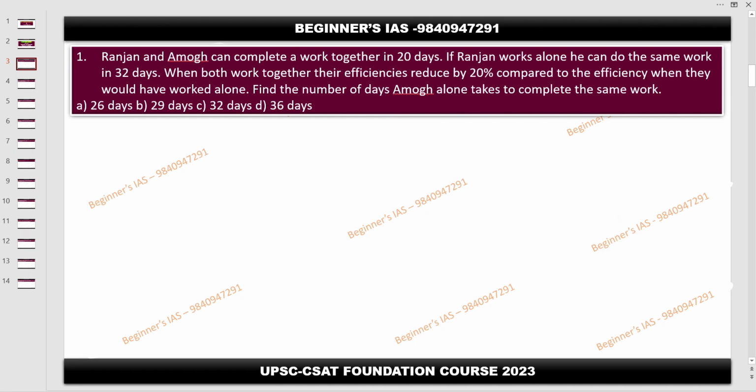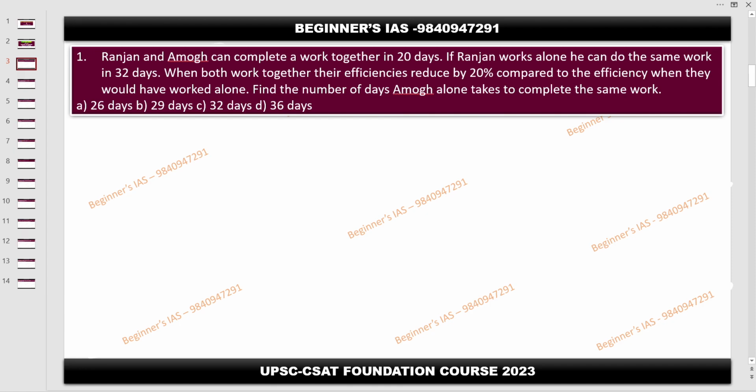Ranjan and Amog can complete the work together in 20 days. If Ranjan works alone, he can do the work in 32 days. When both work together, their efficiency is reduced by 20 percent compared to their efficiency when they would have worked alone. Find the number of days Amog alone takes to complete the same work.